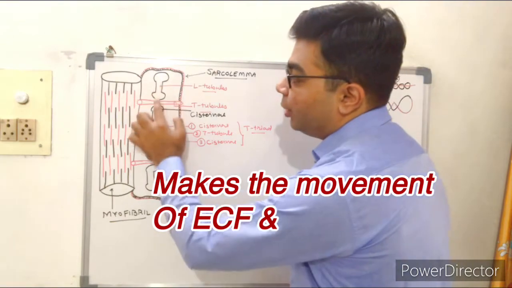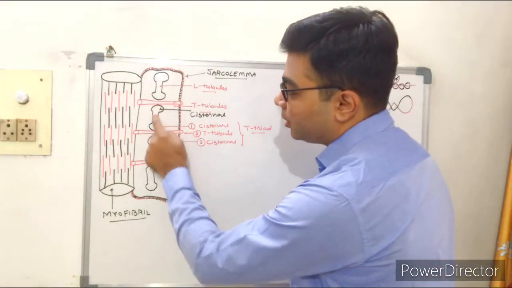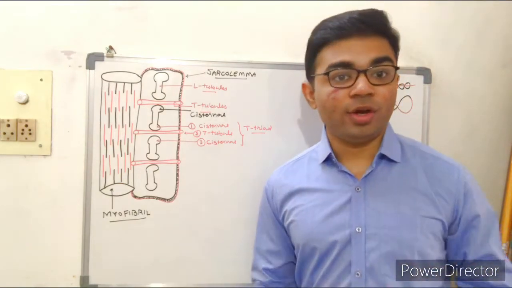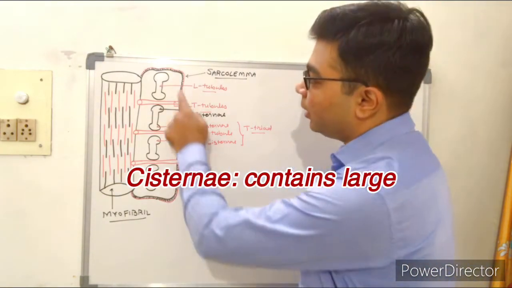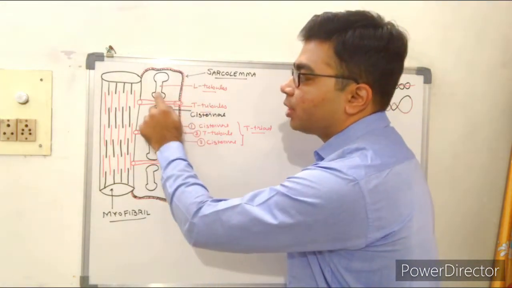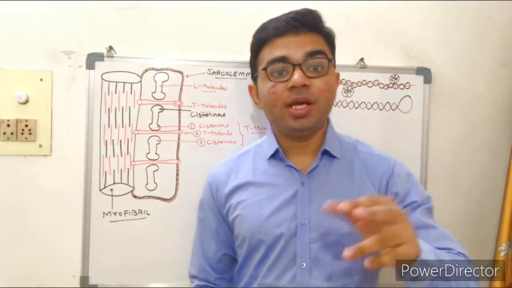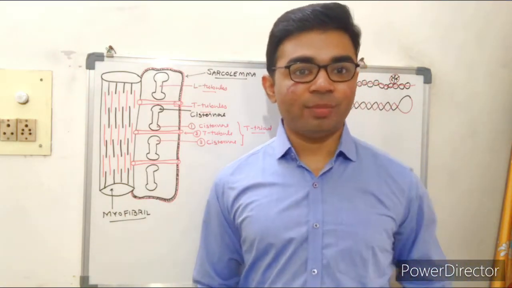Now comes the L-tubules. L-tubules are the longitudinal tubules, and this cisternae contains a large quantity of calcium ions. So when the action potential reaches up to this particular level, those calcium ions are released into the sarcoplasm and they initiate the contraction mechanism.